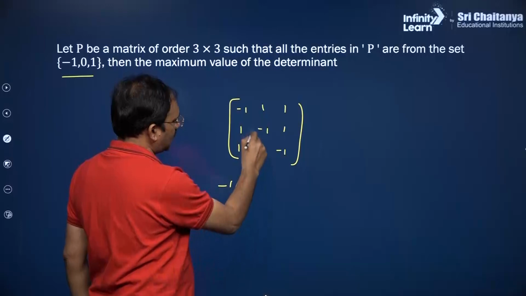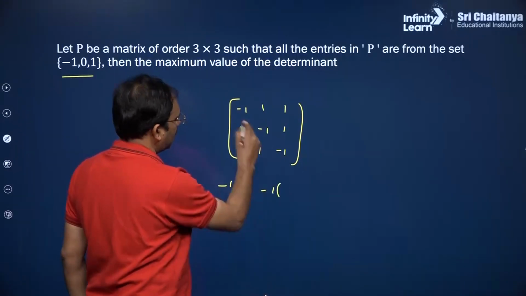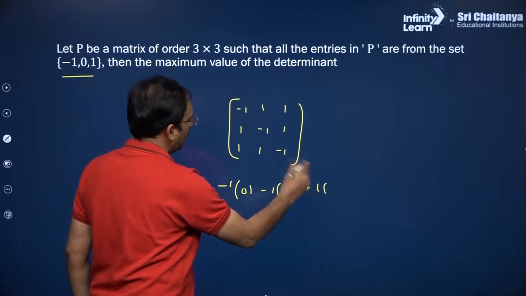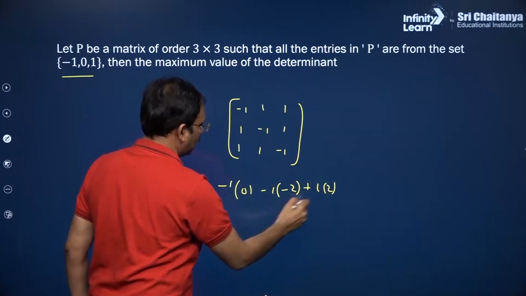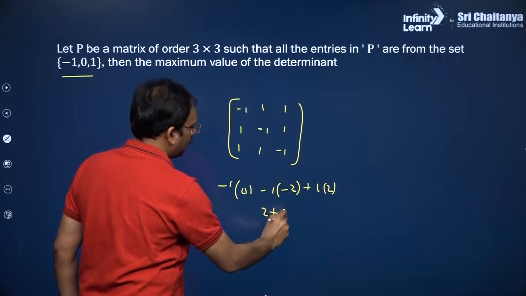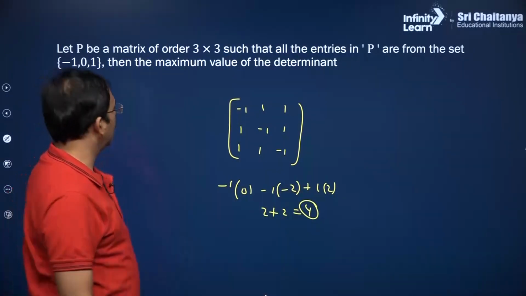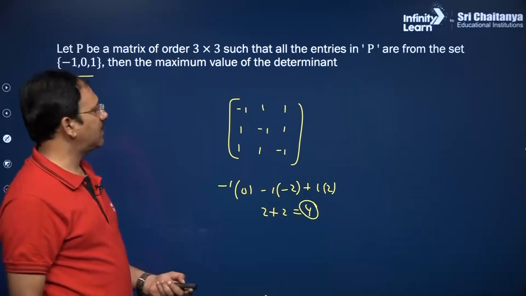Just find minus 1 into 0, that is minus 1 into, you can say minus 1 minus 2 plus 1 into, you are going to get 1 plus 1, 2, my dear friends. So finally 2 plus 2, you are going to get 4 as the maximum value. That is all. He is asking the maximum value of the determinant, which is 4.